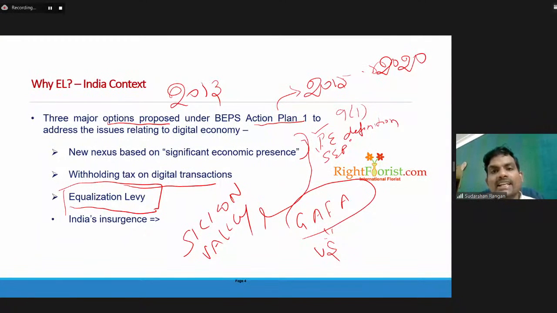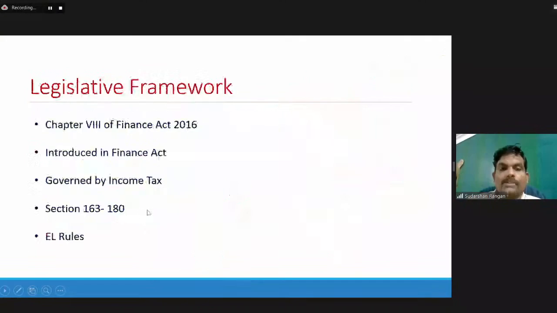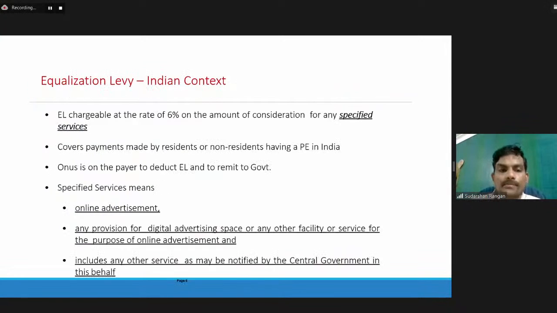But what India did in the meanwhile in 2016 is, to hell with your negotiations and all those things, I'm going to introduce equalization levy. Even though this is introduced but not active, it is only expected to be active from next year. But India went ahead and introduced something called equalization levy, which was actually proposed by the OECD BEPS action.